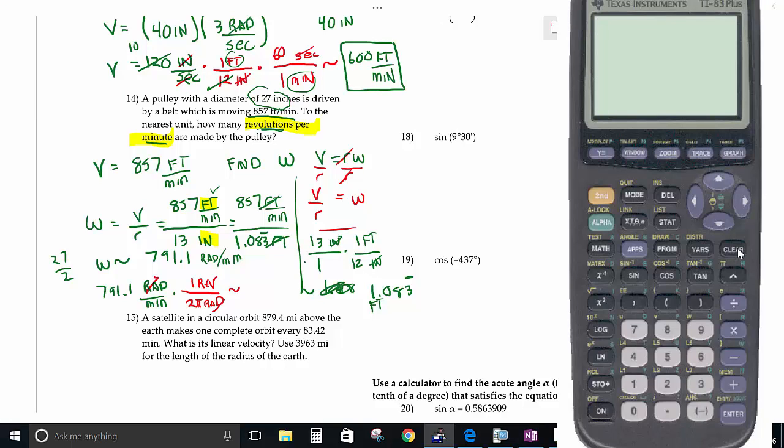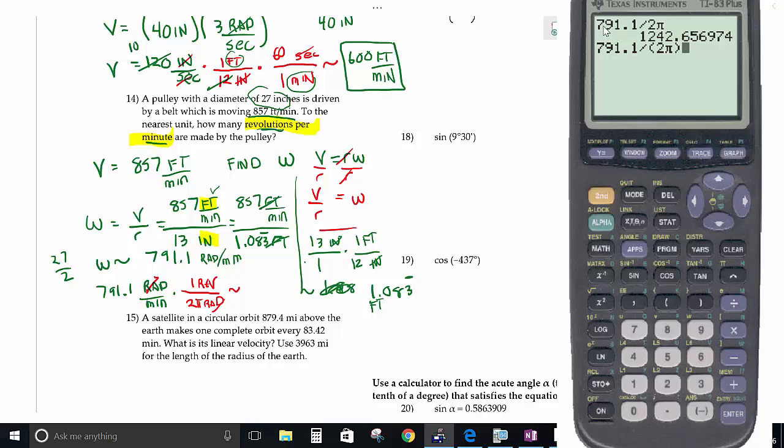Now watch how I do this in the calculator carefully. I see students mess up on this all the time. If you go 791.1 divided by 2 pi, okay, you may think all's good, problem's done. Well, you're wrong. You must do it this way. You have got to get the calculator to do the 2 pi before it divides. The reason for that is the calculator is just following a computer program, and it's following order of operations.